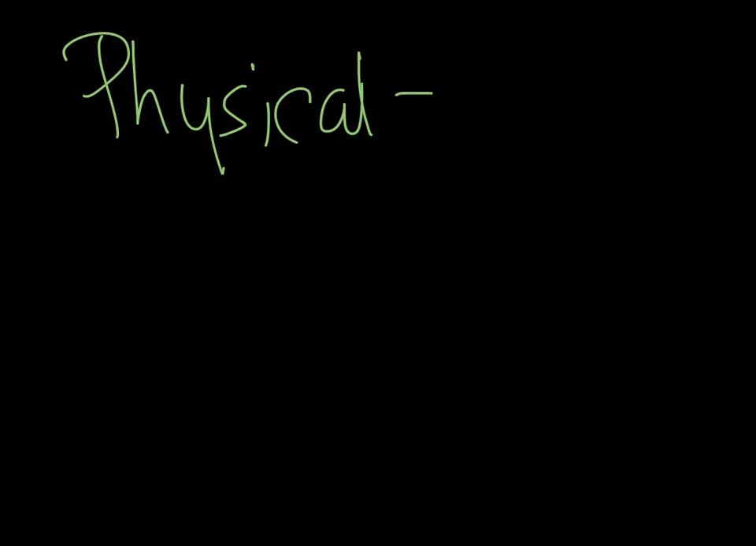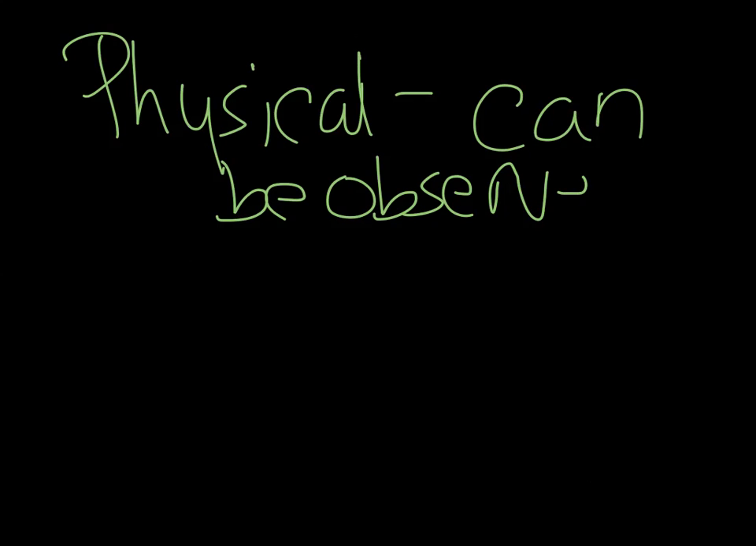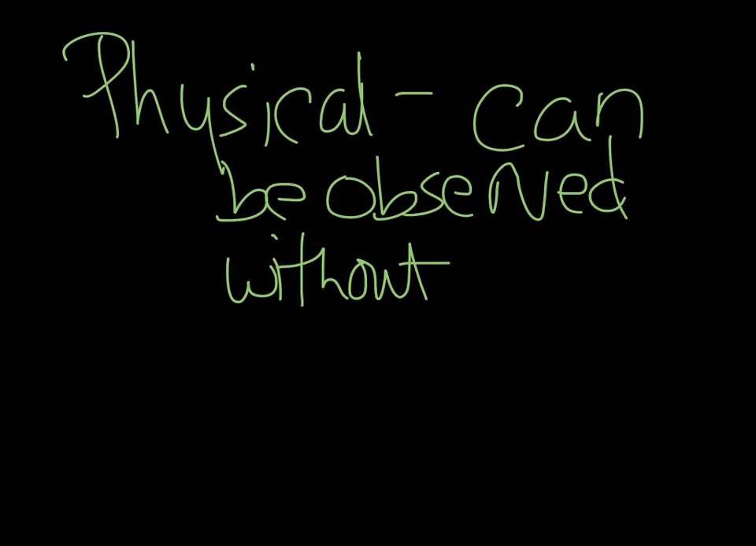Okay, physical and chemical properties of matter. So if we look at physical properties, okay, physical properties, these are the things that can be observed, right, without changing the identity of the substances.